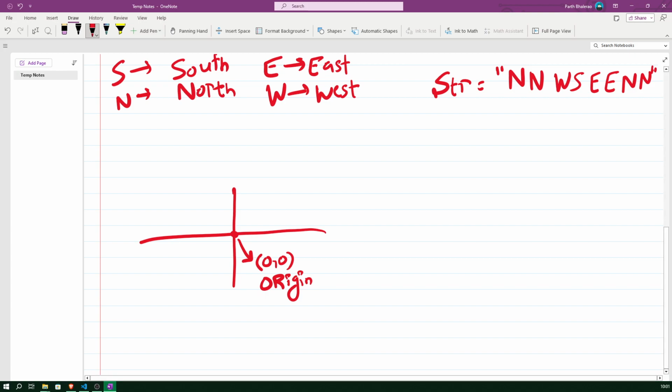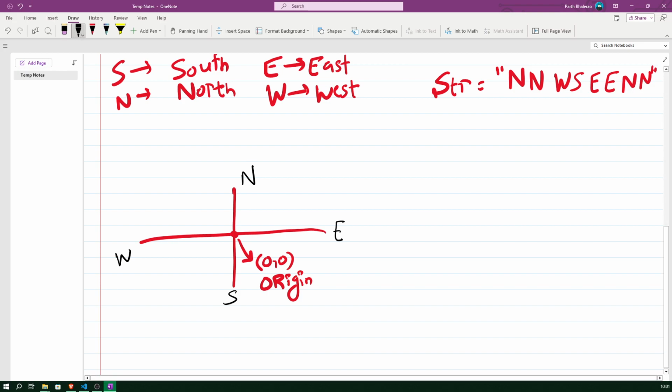Now the scenario is quite clear. This is the north direction, this is east, this is south, and this is west. Initially we are at the origin. Let me erase this and redo it.